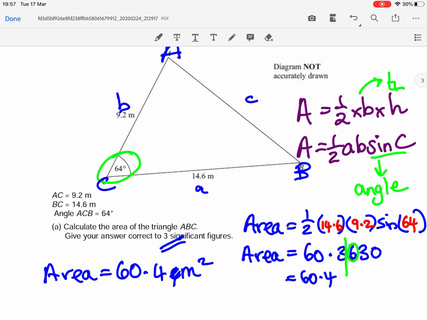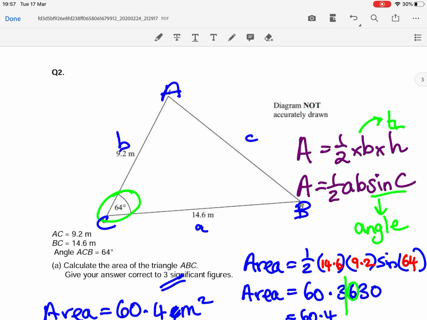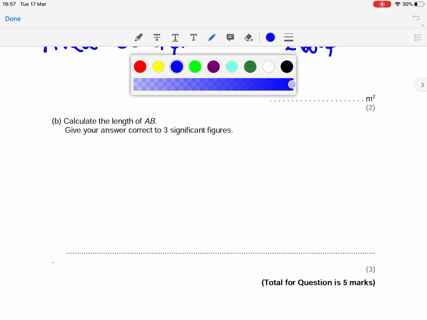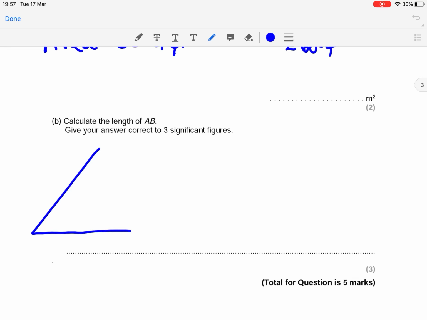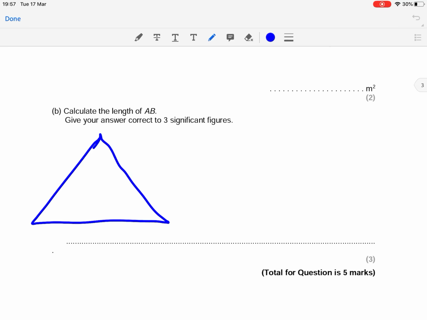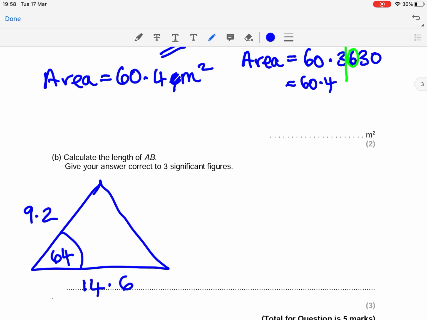Look at your diagram. The diagram's already looking a bit fussy. Redraw that triangle to make sure that you've got absolute clarity in terms of what you're drawing. So I'm going to redraw my triangle. Here it is. I'm going to put my lengths on. So I know that I've got a 9.2 and a 14.6. And they've also given me the angle. My angle is 64, so I can put that on as well. So that's the information I've got on this triangle.